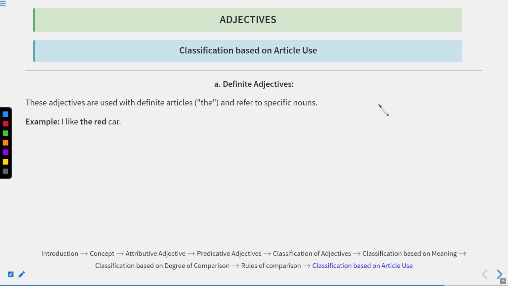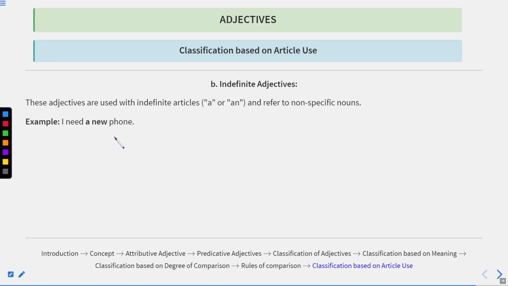We have definite adjectives. These adjectives are used with the definite article, that is the, and refer to specific nouns. For example, I like the red car. So here you can see car is a noun before which we have used the word red, which is a color, and before this we have used the. Okay. So when we refer to a definite noun, we can use the before it.